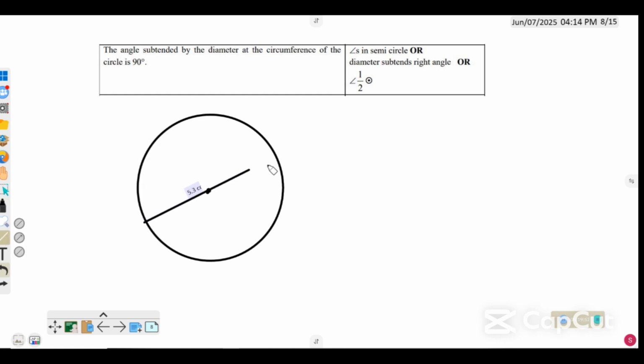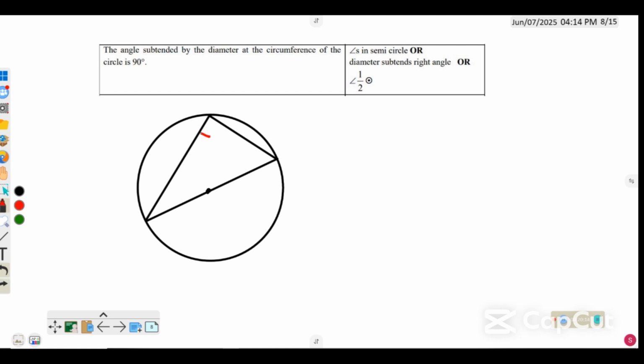Which is theorem 1, the one that talks about the line from the center perpendicular to a chord bisecting the chord. The other one, which is the line from the center to the midpoint of a chord being perpendicular to the chord. And now we just proved angle at center. So this one says that if you have a diameter, it will always subtend 90 degrees, like that.